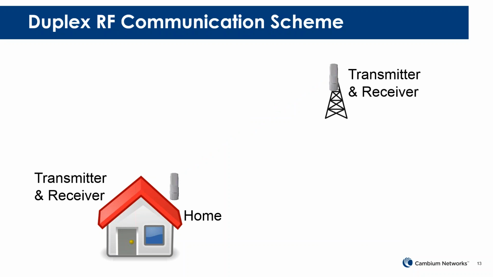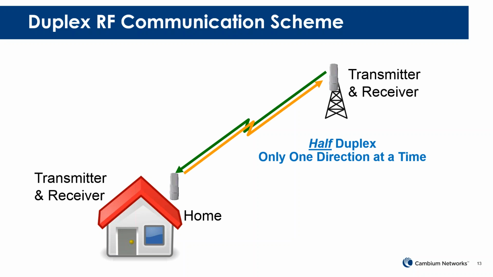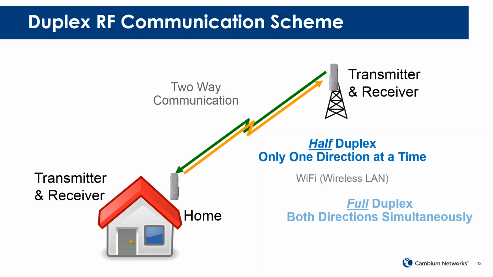Duplex RF communication, how does that differ from Simplex? In this scenario, it's basically two-way communication. So at both ends of the RF communication path here, we have a transmitter and a receiver, both at the home and at the tower location. So two-way communication, what we call sometimes uplink and downlink.